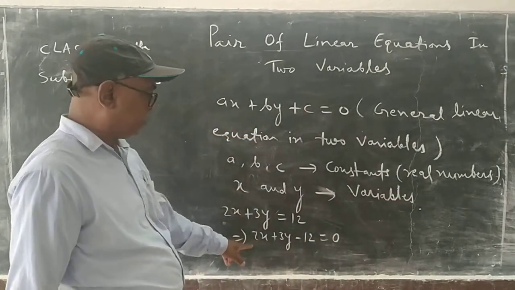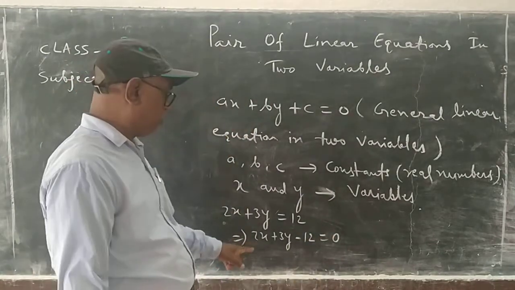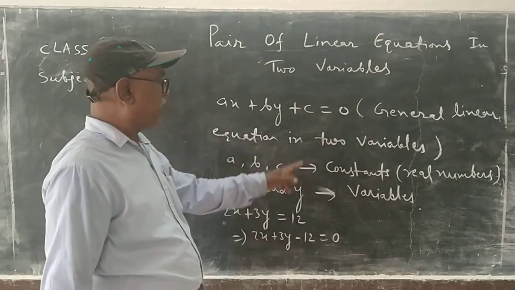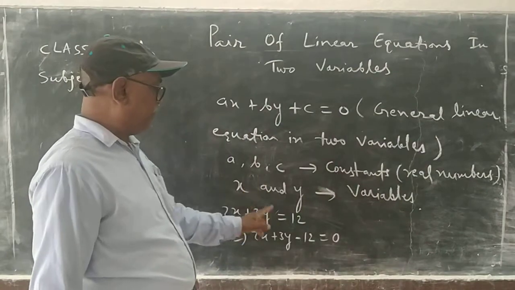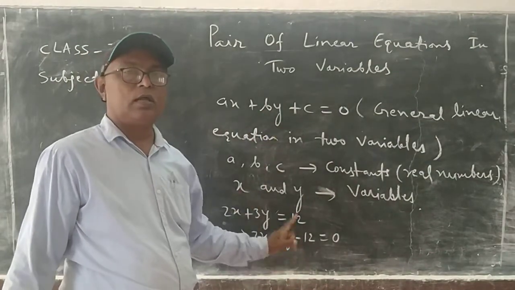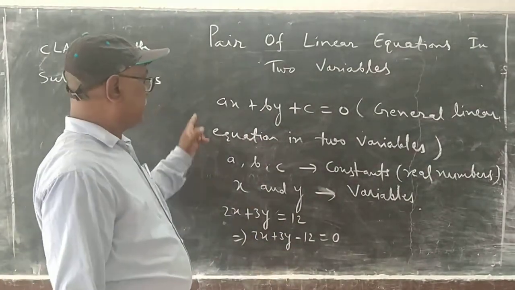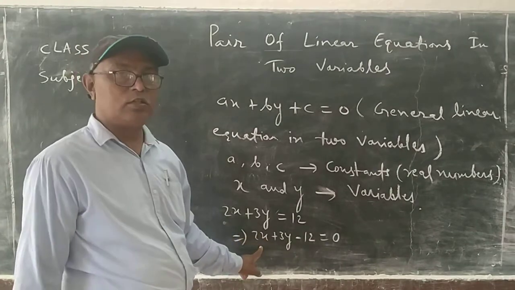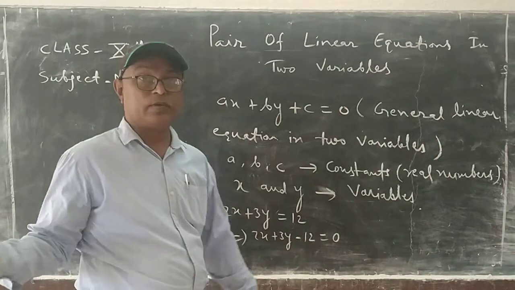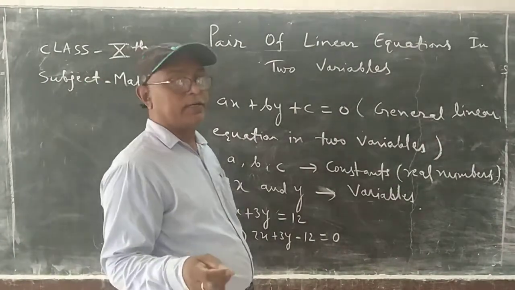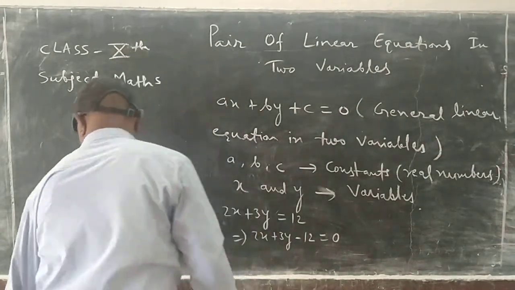On comparing, you get a equal to 2, b equal to 3, and c equal to minus 12. a, b, c all are real numbers here. That's why this one is also a linear equation in two variables. If you solve this equation, then you get infinite number of solutions.